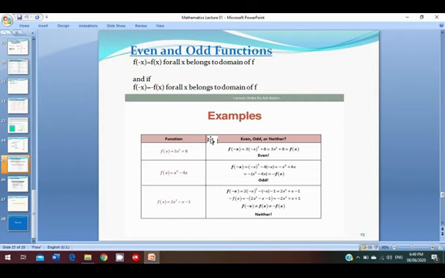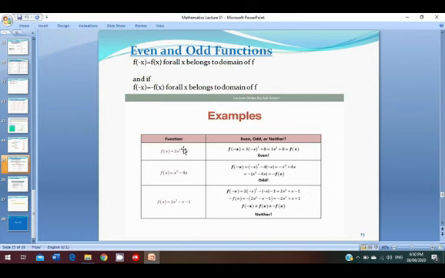Even and odd functions. All those functions which can be expressed such that f of minus x equals positive f of x, this type of function is known as an even function. Or we say that in this type of function, the function digests the negative sign. f of minus x equals positive f of x, so it's an even function. But in another case, when f of minus x equals minus f of x, such a function is known as an odd function.